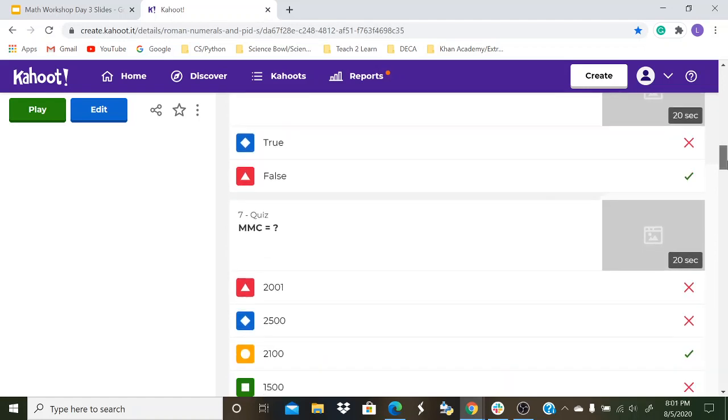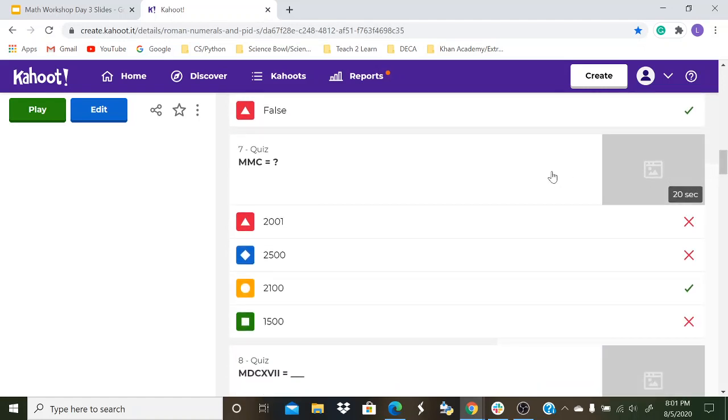So that's false. Now they just want you to convert these into Roman or Arabic numerals. And so MMC is just 2,100.